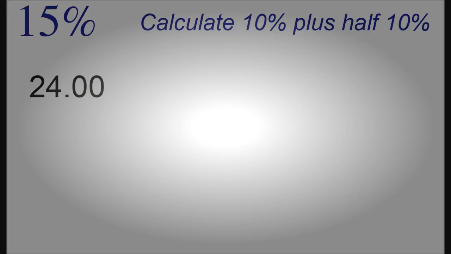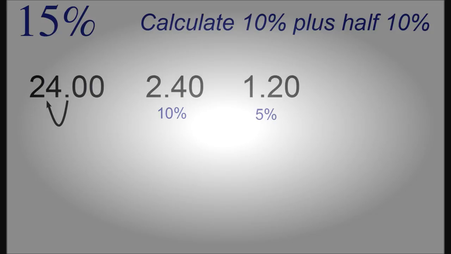In the number 24, we start out by calculating 10%, by moving the decimal point one spot over, and now we take half of that. So half of 2.4 is 1.2, and we add these two numbers together to get us 15%, which is 3.6. Now this may sound complicated, but trust me, if you practice, you'll get very good at it and you'll be able to calculate 15% in your head.